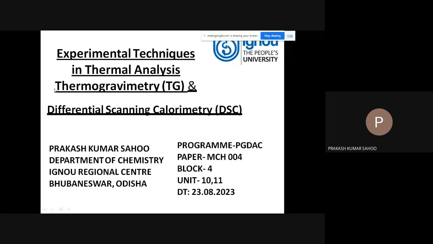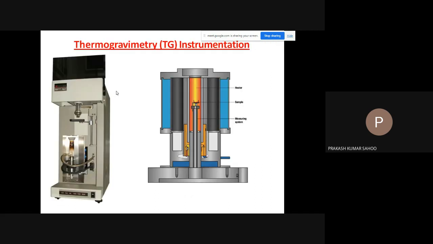As the name suggests, thermo means heat or temperature, and gravimetry means determination by weight. It is known as gravimetry because every chemical analysis or experiment is broadly of two types, gravimetric analysis and volumetric analysis. If the analysis is done by weight, it is gravimetry, and if it is done by volume, it is called volumetry.